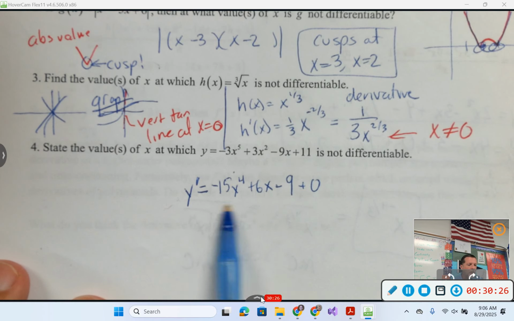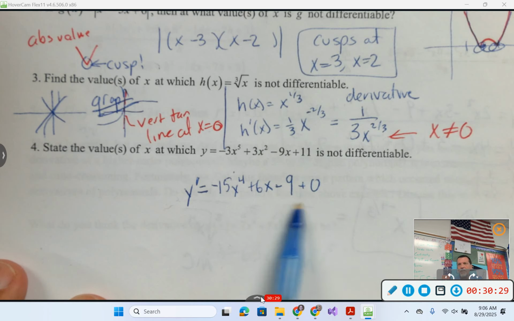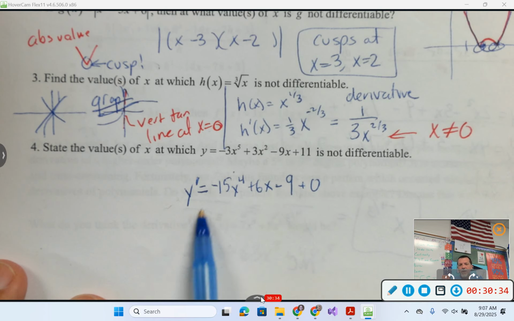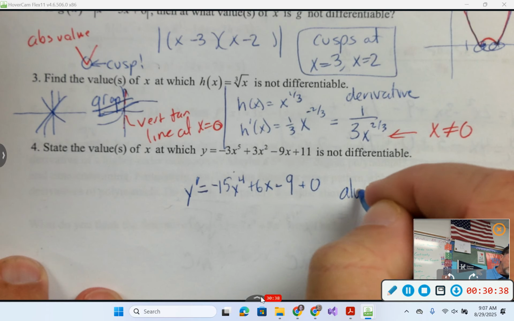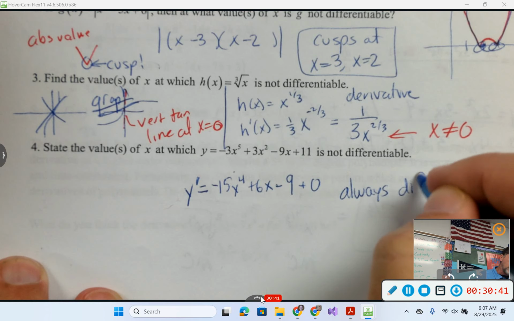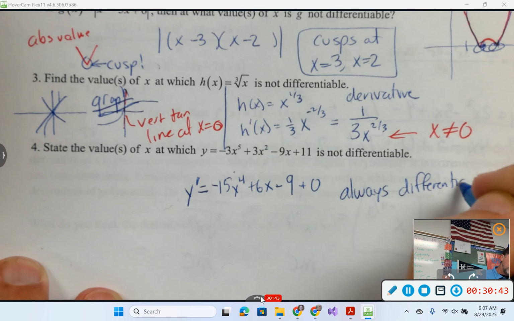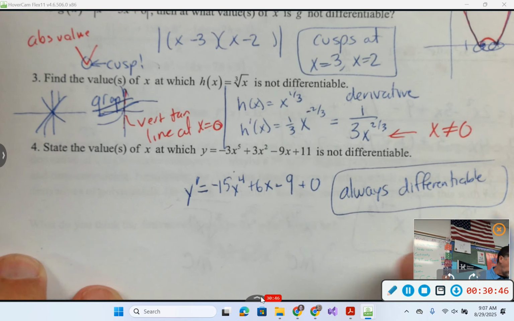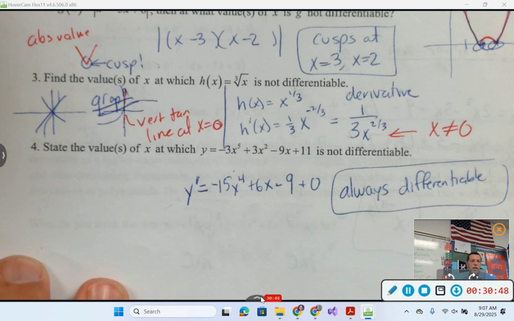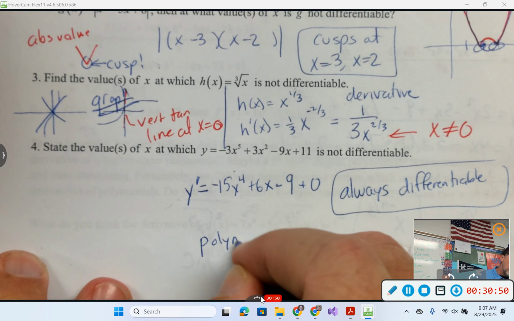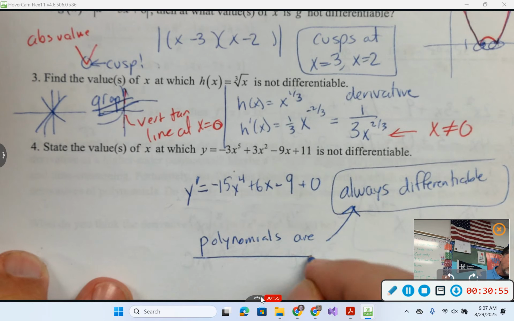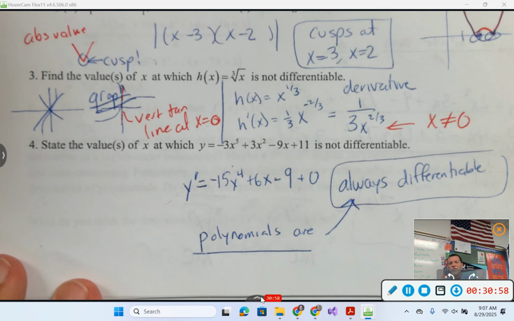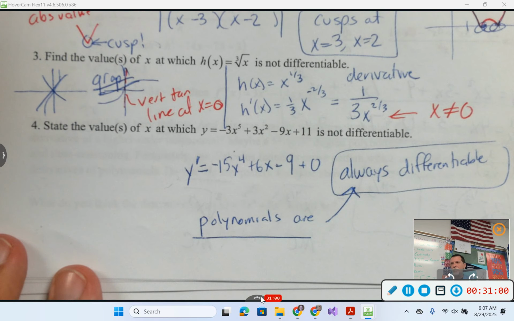So is there any value of x that would mess this up? Is there any value of x I can't plug in? I mean, that's a polynomial, so I can put in whatever I want. So this is a bit of a trick question. This one is always differentiable. Polynomials are, like, you can use that whenever you need it. That's your justification. If it's a polynomial, it's differentiable.